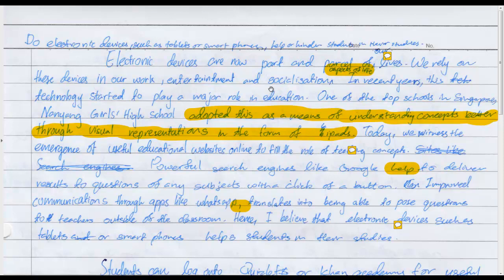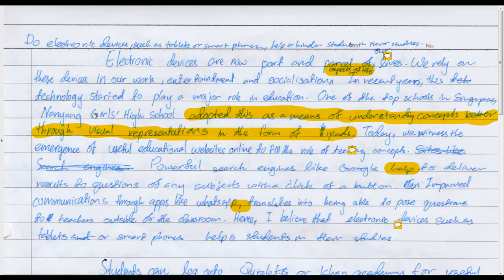Then maybe at the end of the feedback, I will try to give you some pointers as to how you can improve your grades. So let's get started. You started out by writing, "Electronic devices are now part and parcel of our lives, and we rely on these devices in our work." And this part here is actually not required, so you might want to remove that.